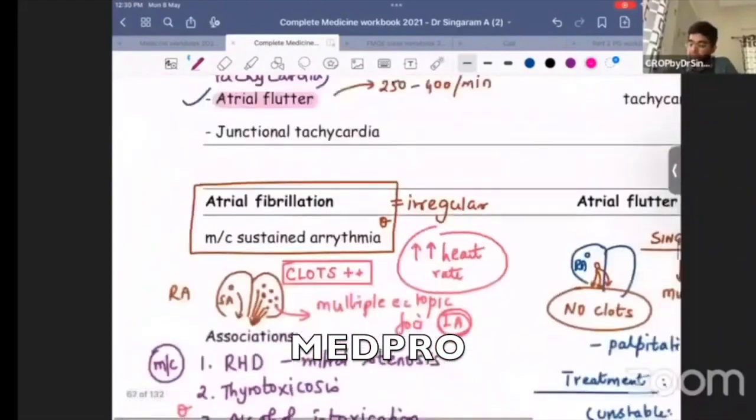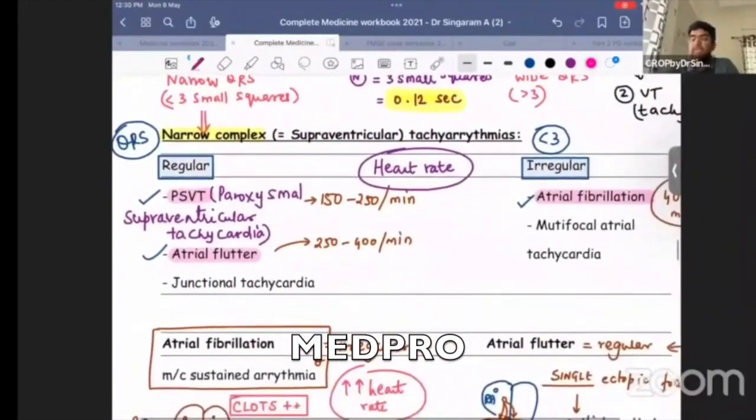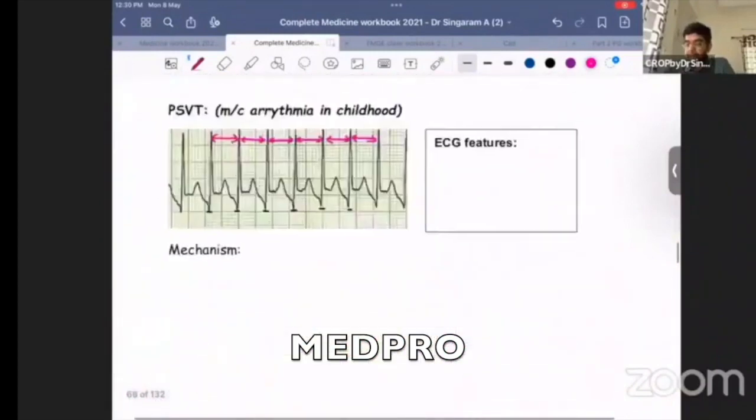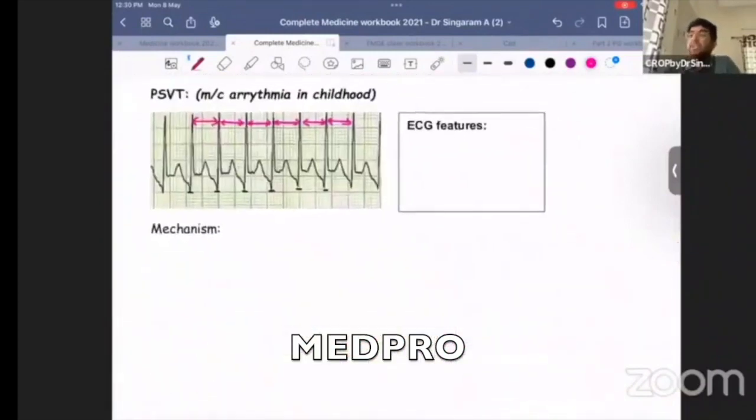So I go back to this classification of narrow complex tachyarrhythmias. I have completed the discussion of atrial fibrillation and atrial flutter. One more thing which is left is the regular one. What is that? PSVT, paroxysmal supraventricular tachycardia. And please remember what I have written on that page. It's the most common arrhythmia in childhood. Most common arrhythmia in children is PSVT only.